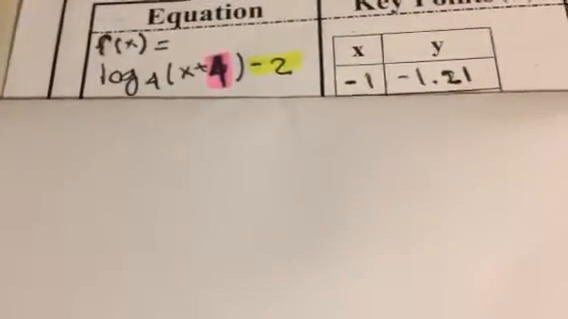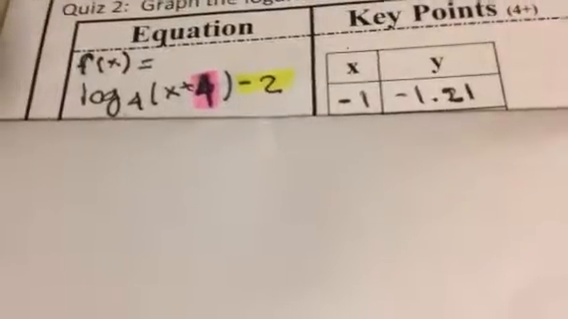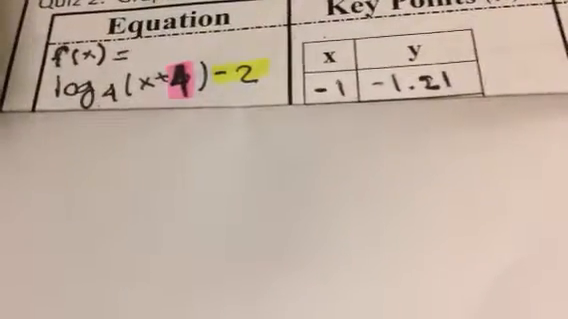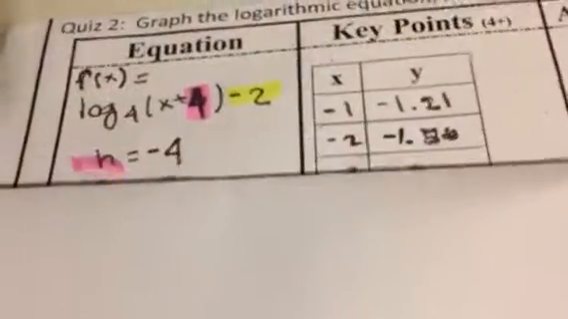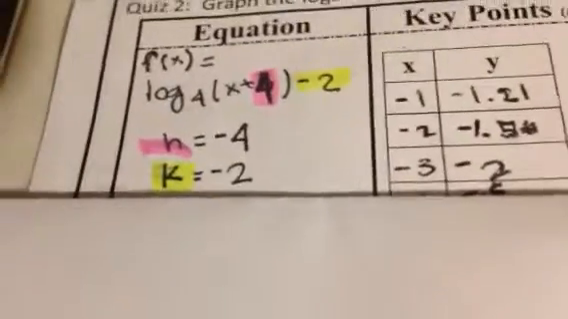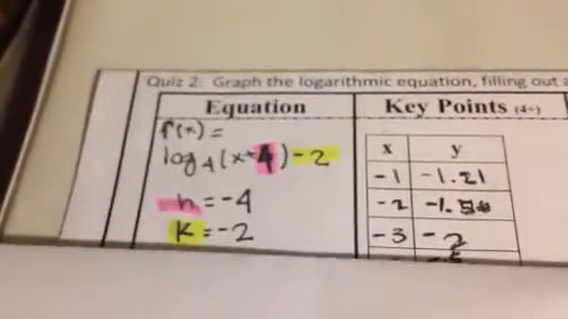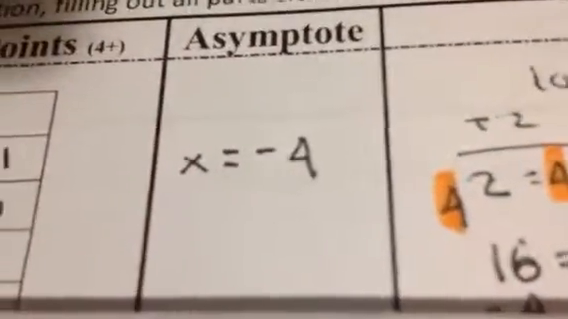So as we see here, log base 4 of (x plus 4) minus 2, h is going to be negative 4 and k is going to be negative 2. And since the asymptote is vertical, the asymptote is going to be x equals negative 4.